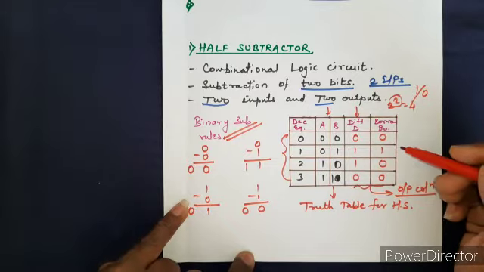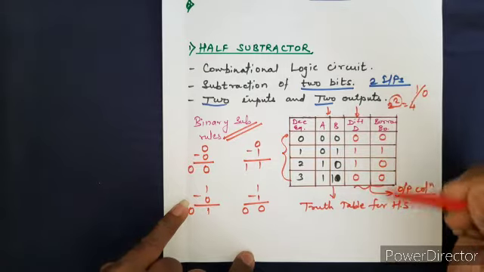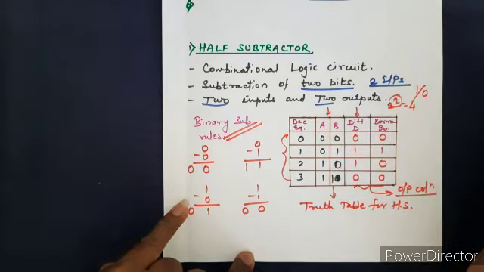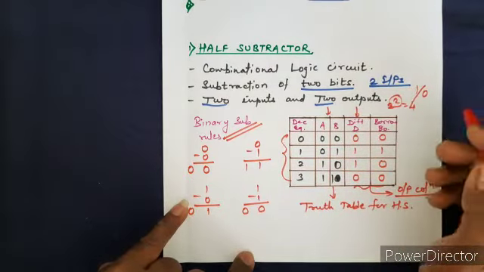Generally, if you want to design a circuit, then you have to look at how many output columns we have. If we have 4 output columns, then we are supposed to design the circuit with the help of K-map for 4 output columns. So here we have 2 output columns, right? One is for difference and another is for borrow.